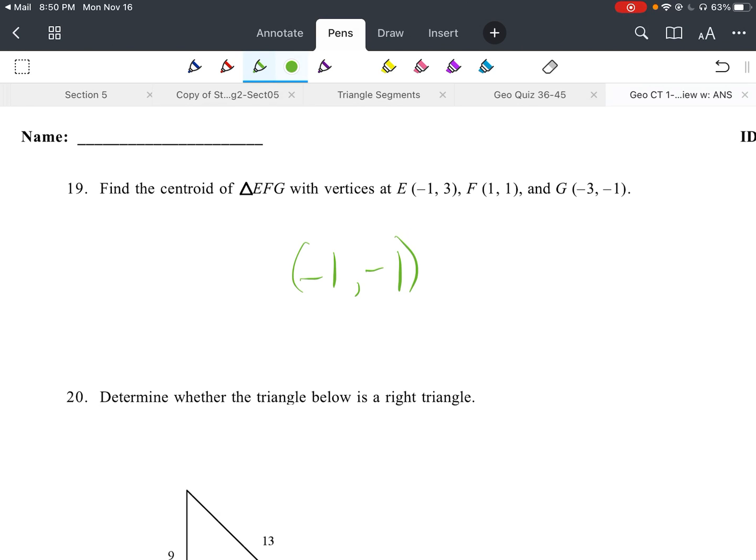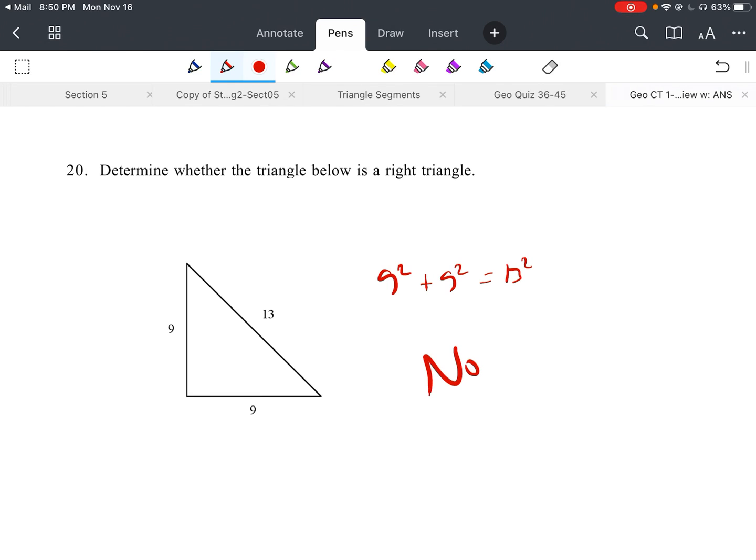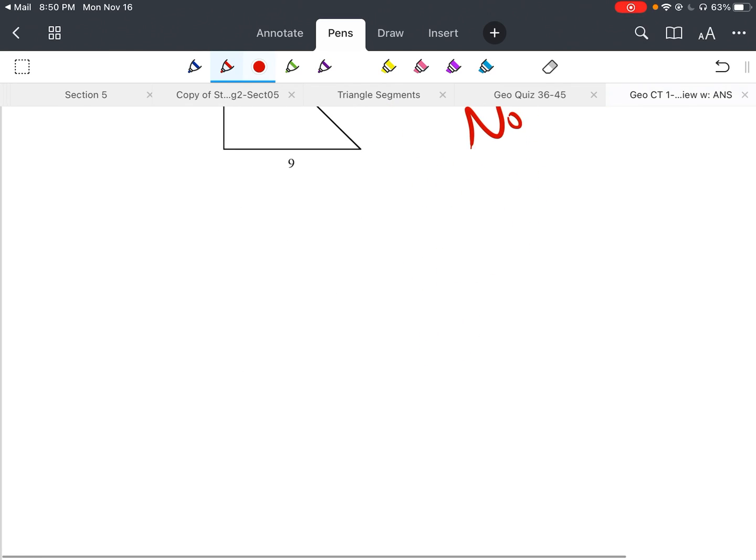All right. Let's soldier on. Let's get through at least this one, if not a little further. Determine whether the triangle below is a right triangle. Again, to prove a right triangle, Pythagorean theorem has to work. So just do 9 squared plus 9 squared equals 13 squared. And as you test that out, clearly it's not a right triangle because of the converse of the Pythagorean theorem. So nope, because 81 and 81 does not equal 169.